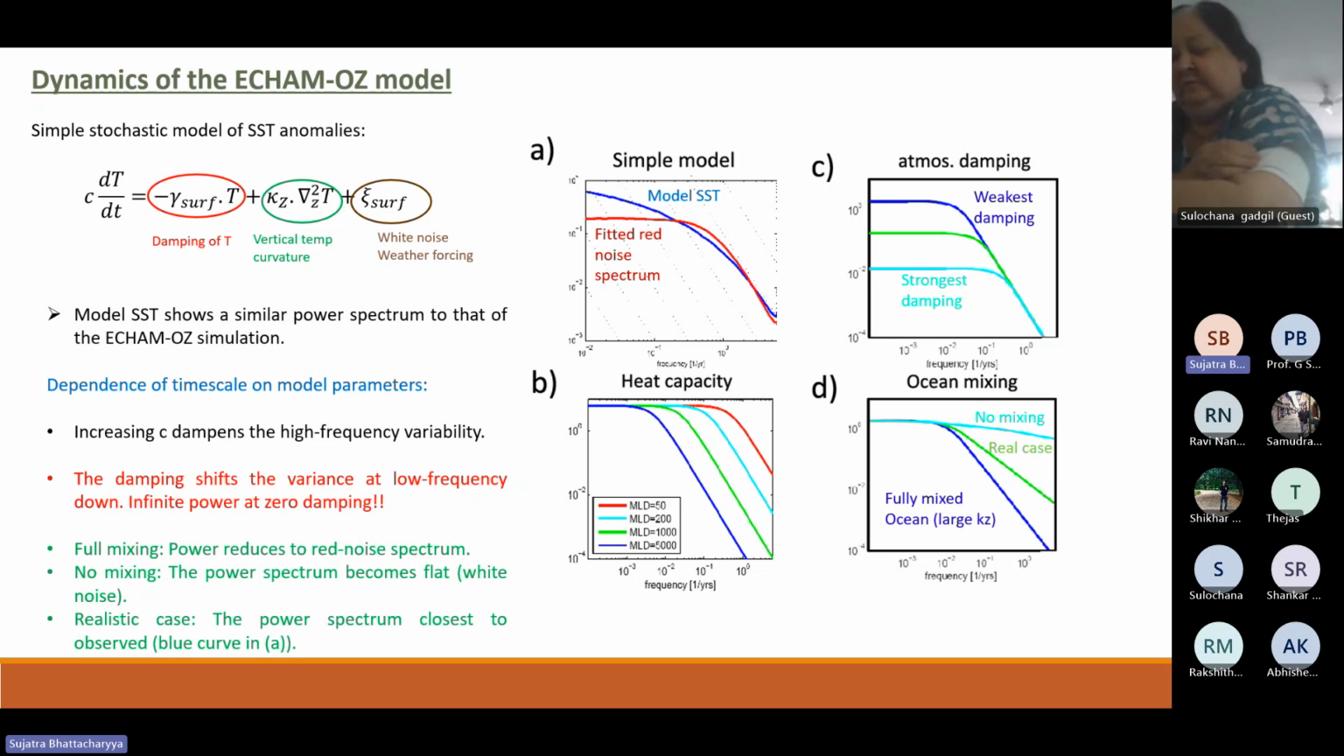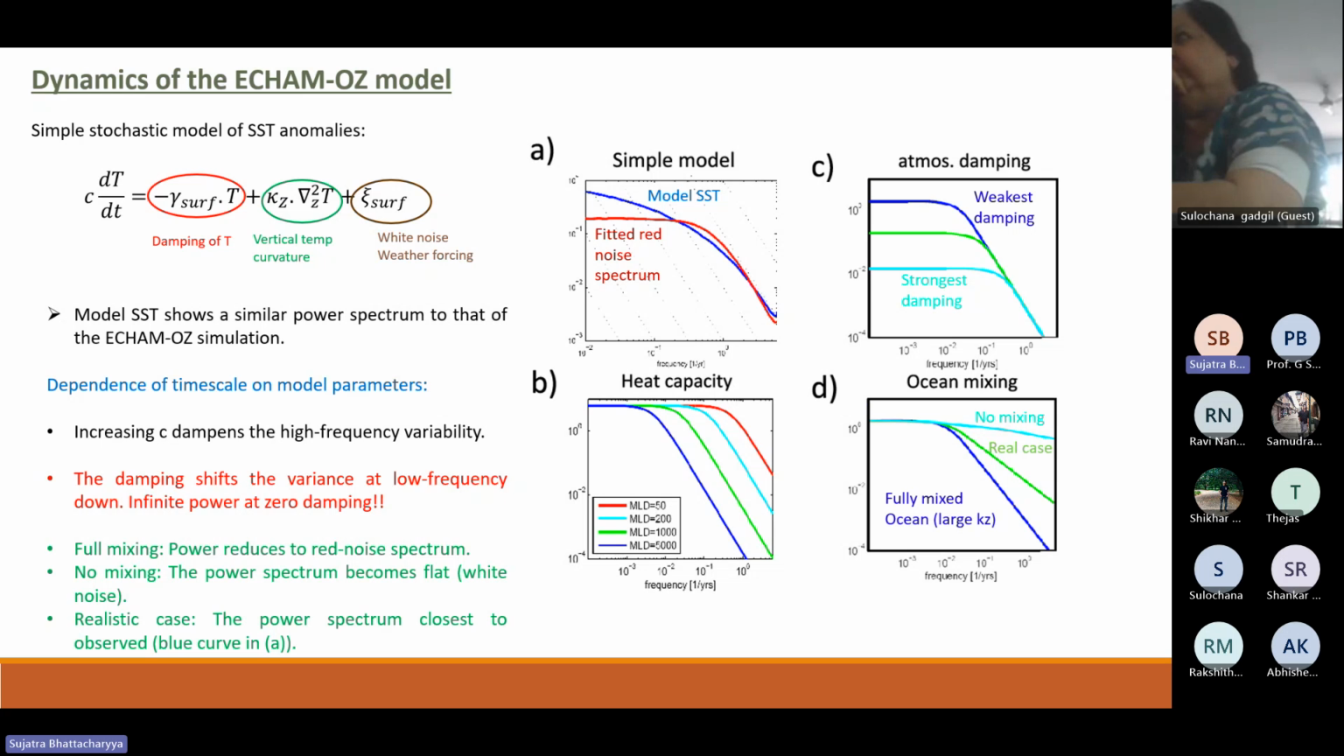Based on this model, they try to simulate the SST with realistic model parameters. They plotted the power spectrum of the SST from the ECHAM-OZ model, and also the SST from this theoretical model, shown in this blue curve. What you see is that the spectrum looks exactly like that of the ECHAM model, where you have an increase in the power as you go towards the low frequency bands, so the longer time scales. So this model is able to capture what we got from the ECHAM model. The curve is quite similar.